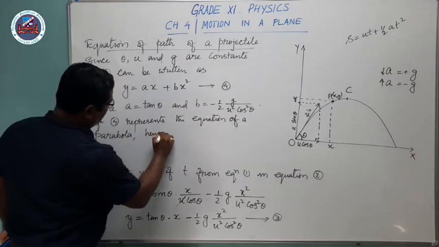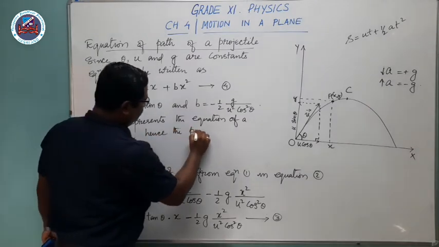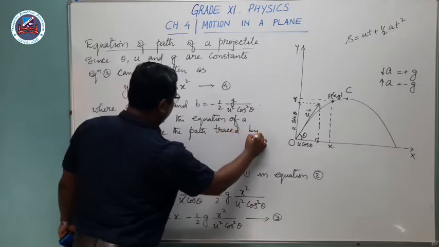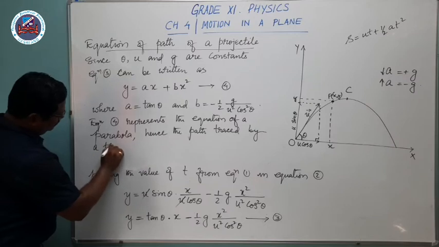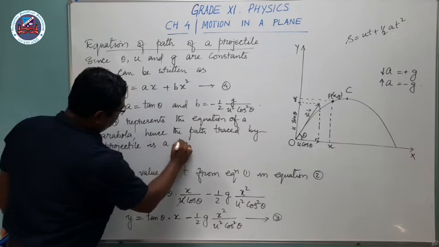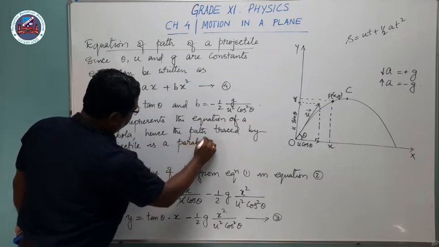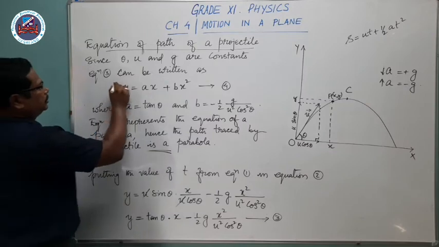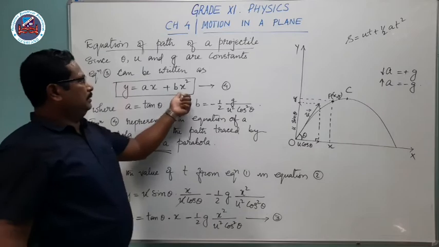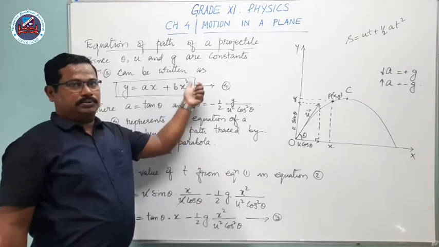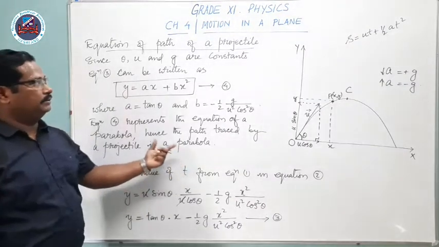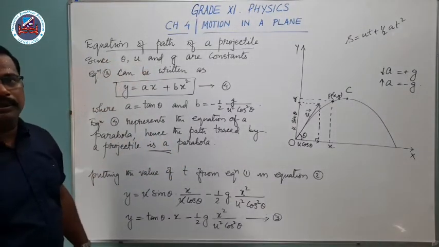Hence, the path traced by a projectile is a parabola. This one you should be able to show. If you can show y is equal to a second degree equation with x square, then the equation represents a parabola. This shows that the path traced by a projectile is a parabola.